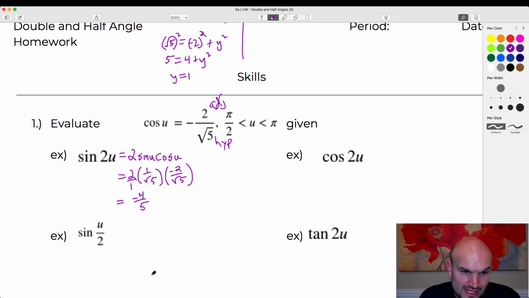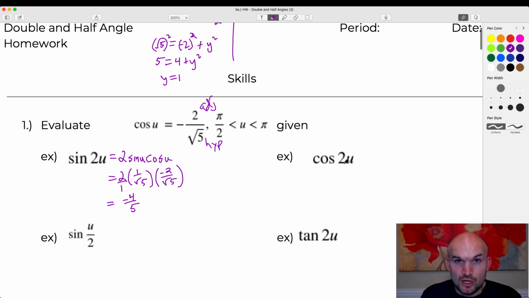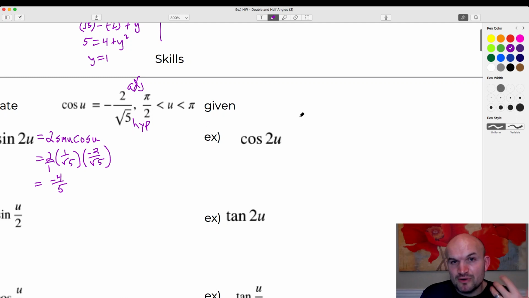So my simplified final answer is -4 over 5. Now, cosine of 2u, or the double angle formula for cosine, has multiple variations. Preferably, I always like to do the cosine squared minus sine squared first, and then when we're solving identities, I usually look into different variations. But typically, the one that I've found that gives me the least amount of trouble is using cosine squared of u minus sine squared of u.